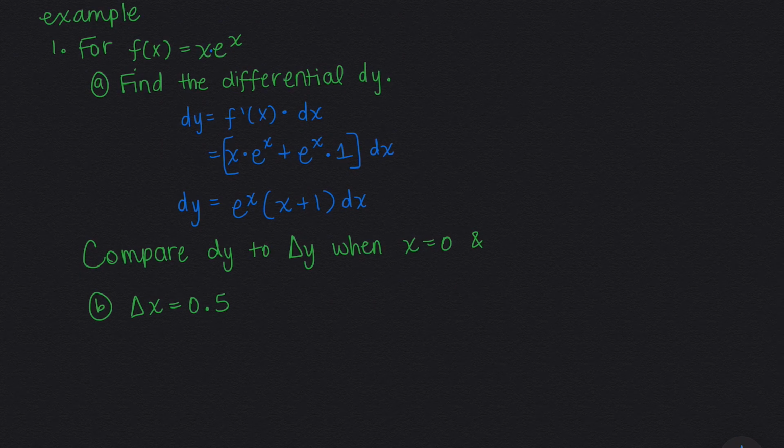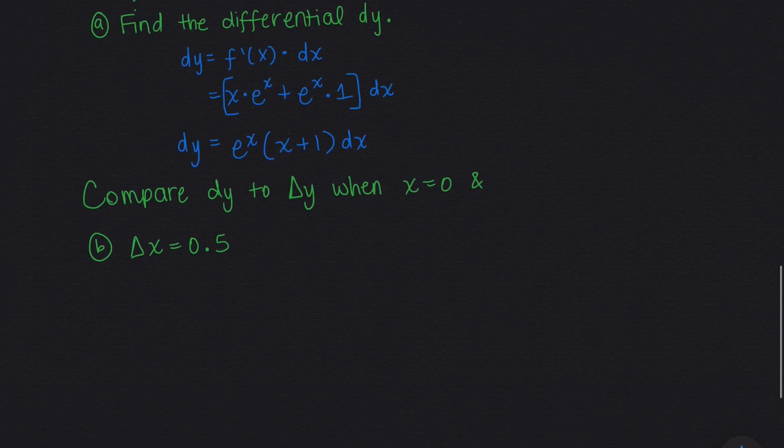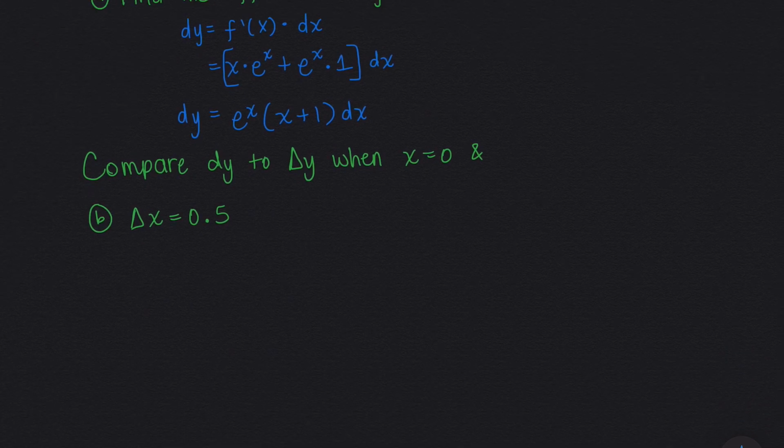Okay, so moving on to our next question. Compare dy to the change in y when x equals 0 and the change in x is 0.5. We'll start with dy, or the differential of y, which we just found the equation for way up here. Notice what we're plugging in is 0 for x and 0.5 for dx. Remember, dx, or the differential of x, is the same as the change in x, as we saw in our graph. We have e to the 0 times (0 plus 1) times 0.5, which gives us 1 times 0.5, or 0.5.